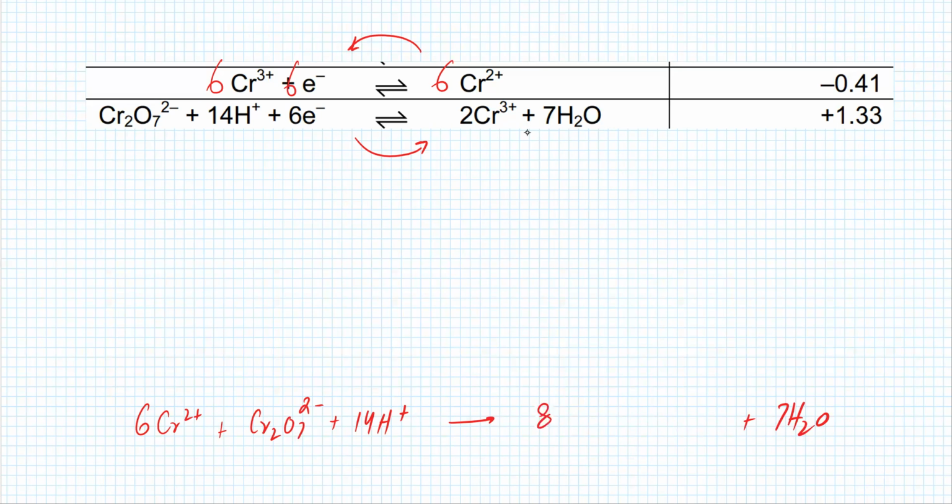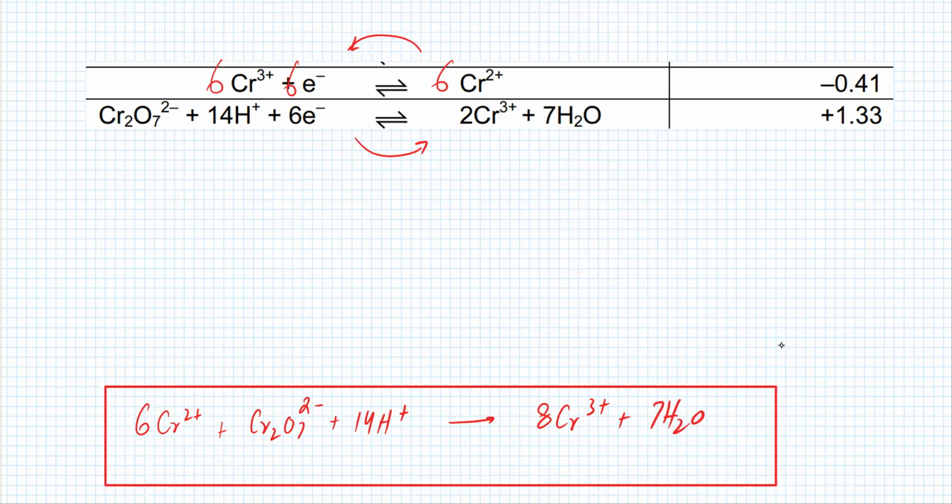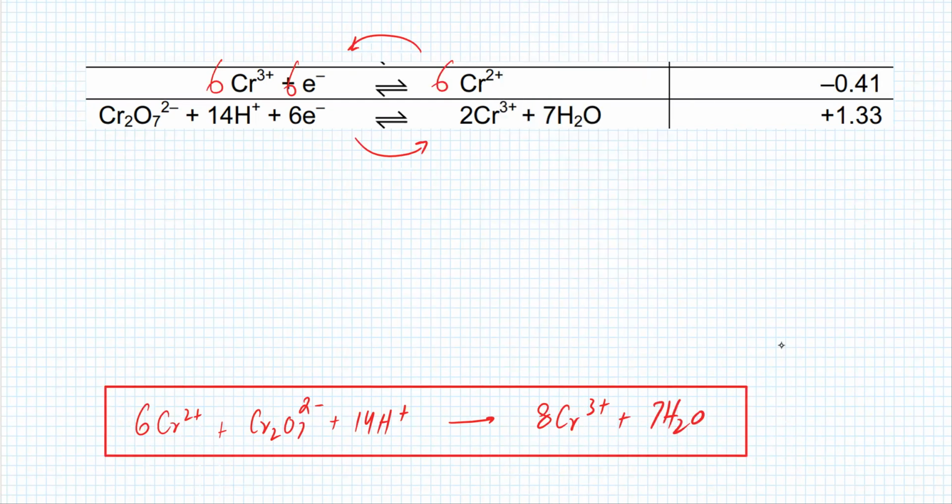So what I have is 8 Cr3+, and I can try and move this over here. So this is my overall equation. And so I'm going to apply the same thing. So let's say I'm given one of the reactions, like I'm given the reaction, the first one, and not even a complete reaction.